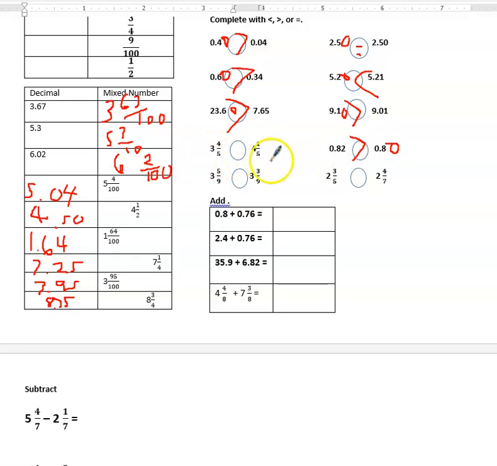Okay. When I go to compare mixed numbers or fractions, well, actually we're doing mixed numbers, so I check the whole number part. 4 is bigger than 3. Don't need to do anything else. 3 and 5/9. So I got a 3 against a 3. And then we're going to 5/9 is bigger than 3/9. This one over here, we got a 2 and a 2.